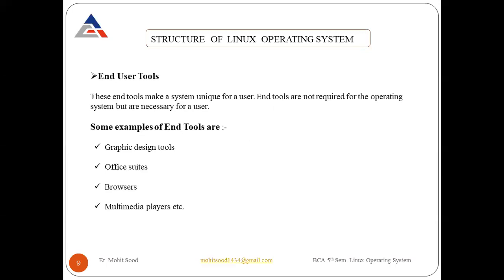So this is the structure of the Linux system, and we will go through the structure of Linux and the kernel in detail. What is the actual Linux operating system, what is the actual role of device management in Linux, process handling, and system libraries. Then there are user tools, and why they are important for users. Some examples of user tools are graphics, office suites, browsers, and media tools.